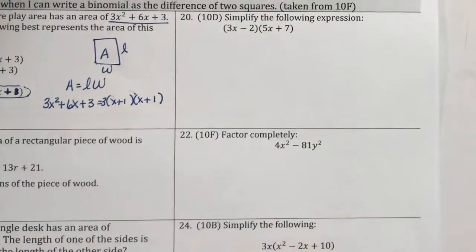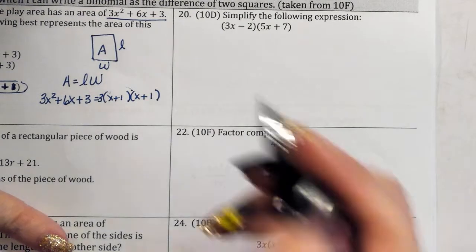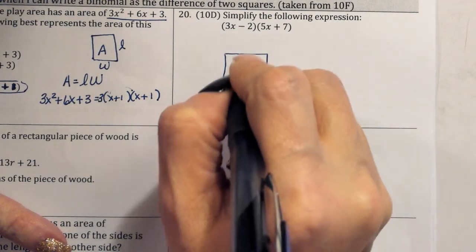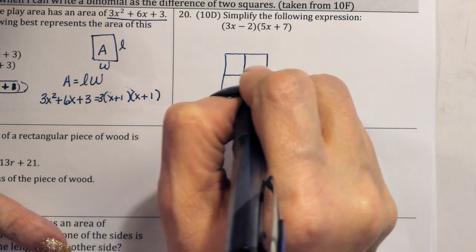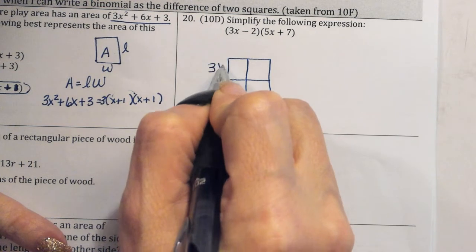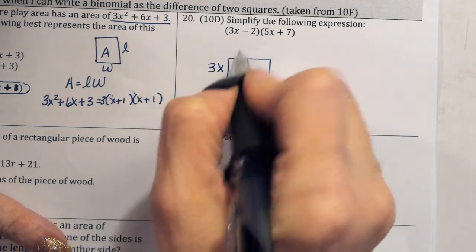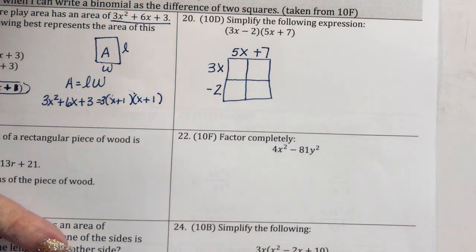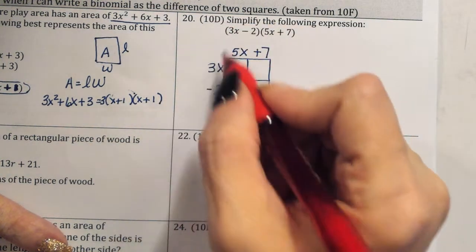All right, number 20, simplify the following expression. All right, we get to do the box. So here we go. We are going to multiply our polynomials. So we're going to make our box. 3x minus 2, I'm going to put that here, and I'm going to put 5x plus 7 right there. All right, so let's multiply.